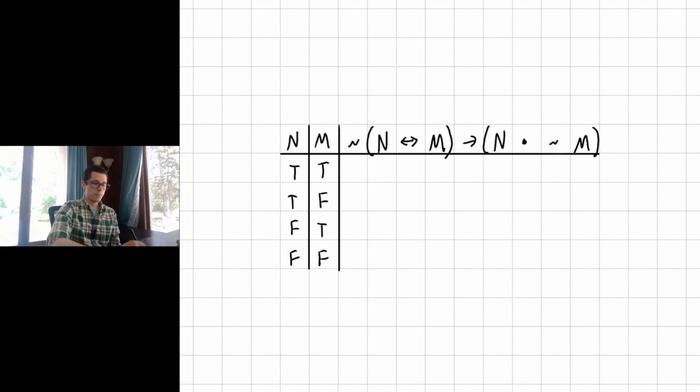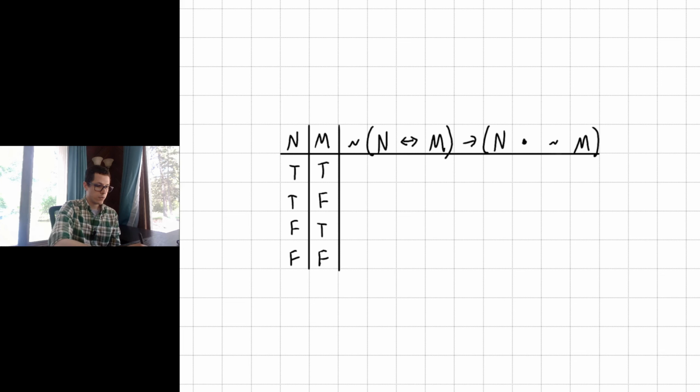I'll go ahead and start by evaluating the antecedent, right? And the antecedent in this case is this negation, but we can't evaluate the negation until we've evaluated the biconditional. Now remember that biconditionals are true when both of their components have the same truth value, and they're false when both of their components have different truth values.